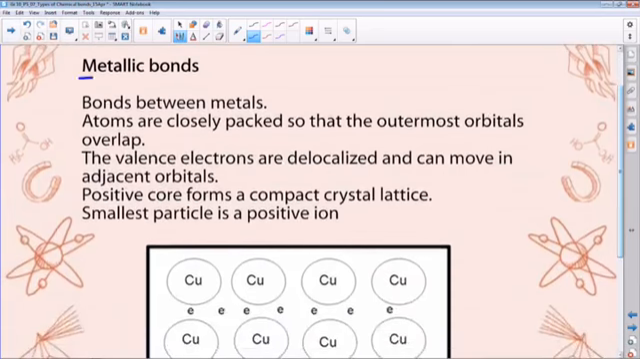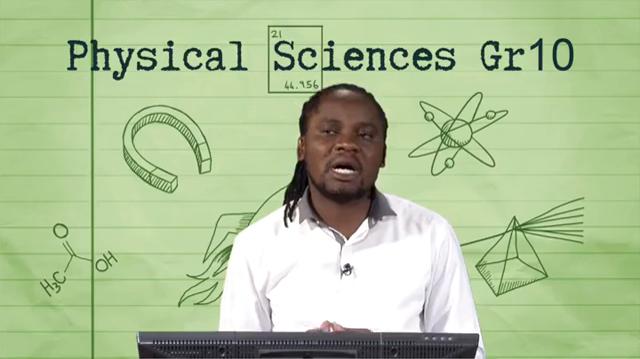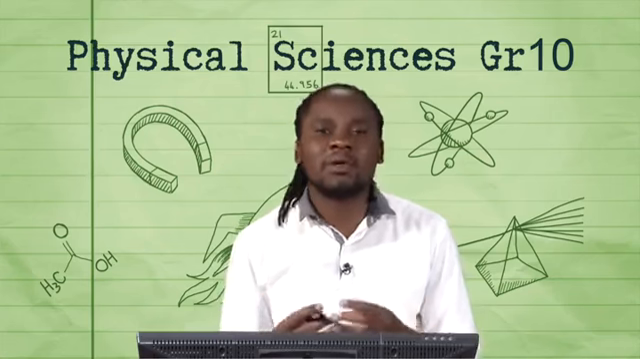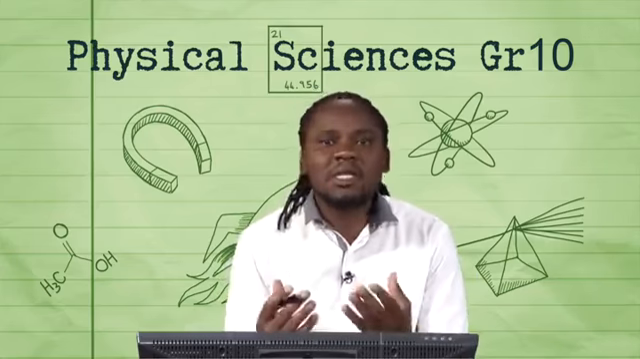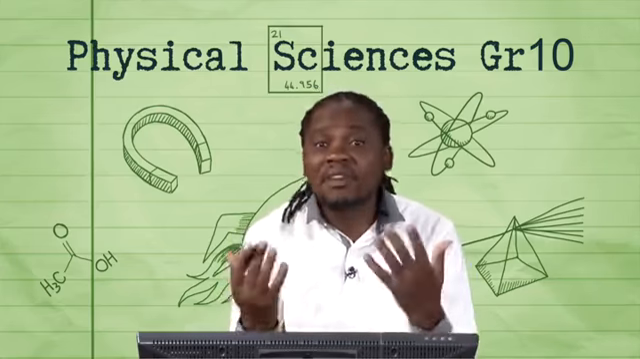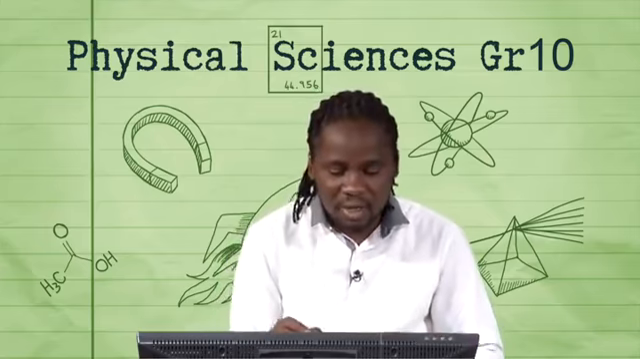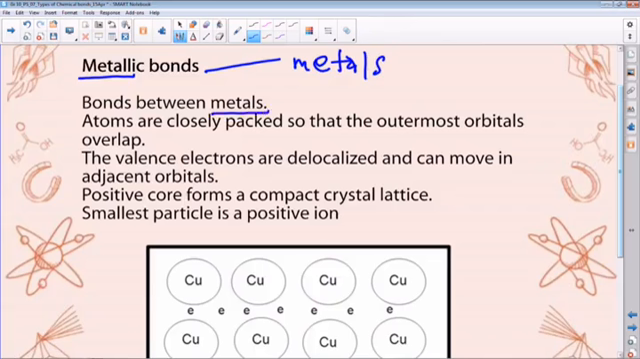As the name suggests, metallic, this only happens between metals. Only between metals. We've mentioned transition metals as a perfect example of elements that are involved in metallic bonding. So the name of this type of bonding is self-explanatory. It explains itself already because it only happens between metals.